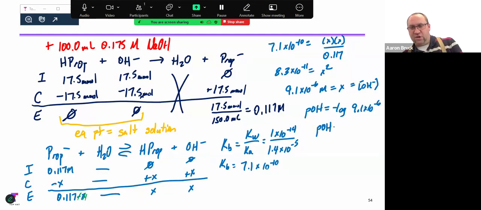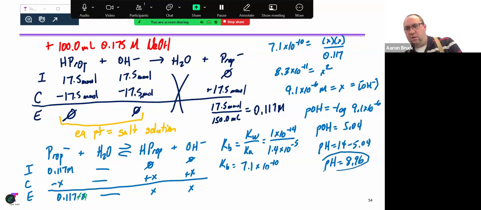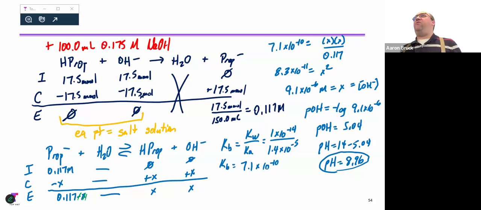So pOH would be 5.04. pH would be 14 minus that, which would be 8.96. So like I said, not the most basic thing you've ever seen, but certainly significantly above 7 enough that if you were plotting this titration curve, you would absolutely notice it.